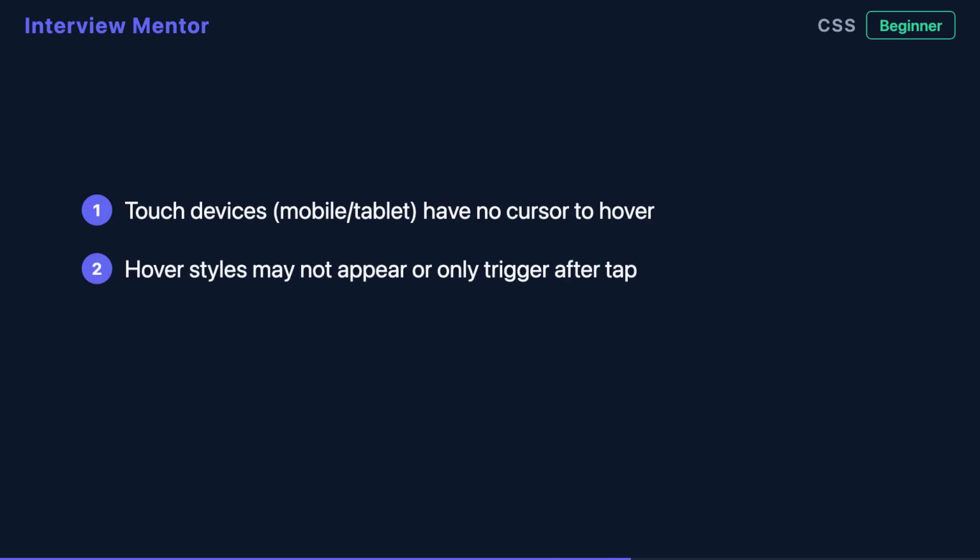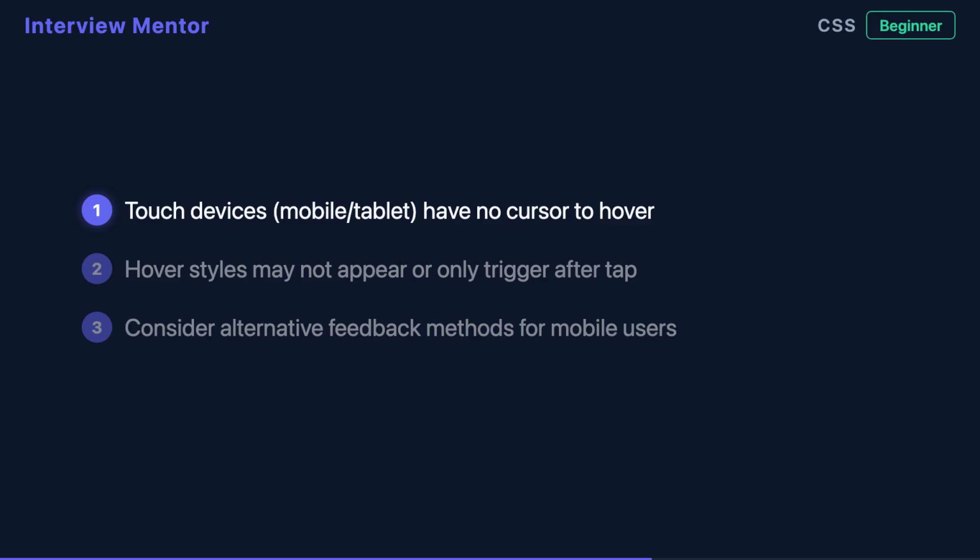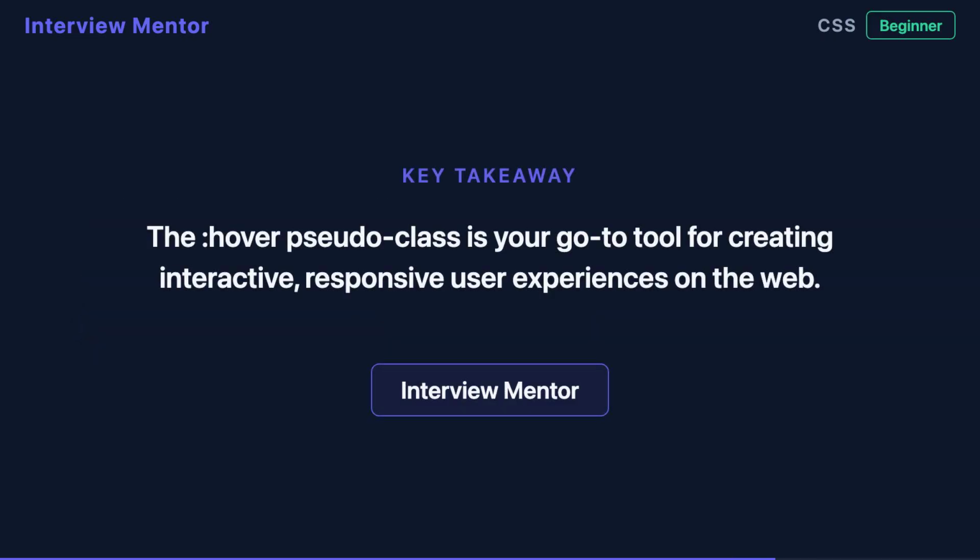One important caveat: hover doesn't work the same way on touch devices like phones and tablets. There's no cursor to hover with, so these styles either don't appear at all or only show after a tap. That's why modern designs often use alternative feedback methods for mobile users. The hover pseudo-class is your go-to tool for creating interactive, responsive user experiences on the web. Practice implementing it in your next project.